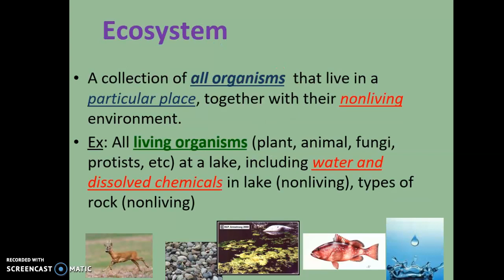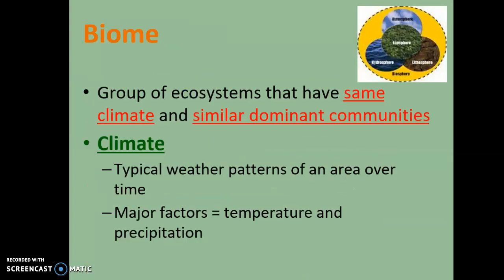Ecosystem, that's the next level up. This is a collection of all organisms that live in a particular place, and they go along with the non-living members of the environment. So for the first time, we're talking about the living and the non-living and how they interact. So for example, if you're talking about a lake, the water plays an important role in this ecosystem. Water is not alive, but it is an important part of that ecosystem. Chemicals, such as dissolved oxygen in the water, play an important role for organisms that live there.